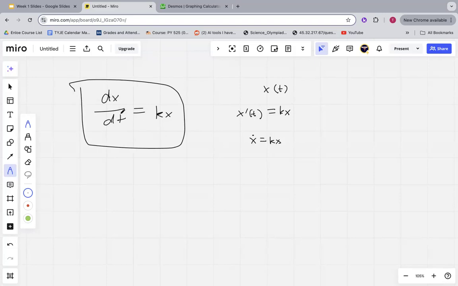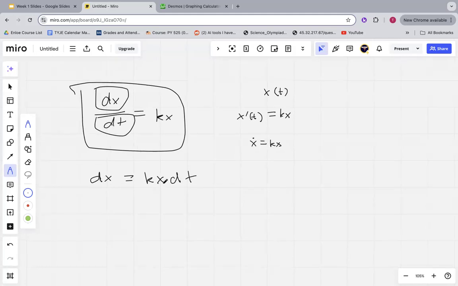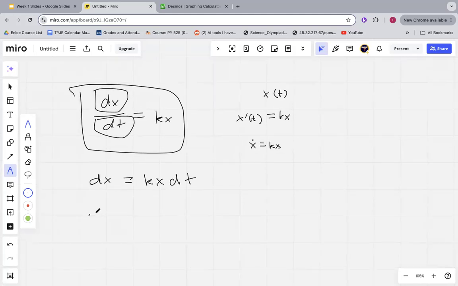Why? Because when we solve it, this is how we're going to solve it. We're going to move all the x terms to one side and all the t terms to another. What do I mean by x terms and t terms? Well, we're going to do something that mathematicians don't like us doing, but we're physicists. We're going to break this apart into a fraction. So this becomes dx on the left equals kx dt. And now we want to move the x terms to the left. So we're going to divide by x, and I'm going to put 1 over x in front: 1 over x dx equals k dt.